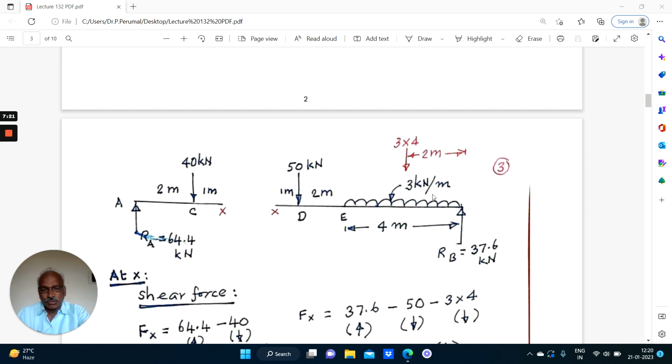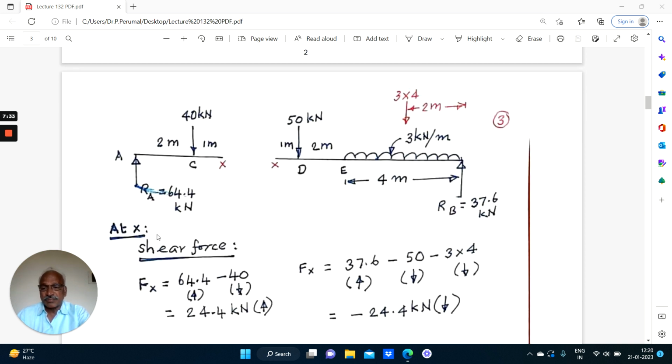So actually, when you do the problem, these drawings are not necessary. They are only to make you understand the concept clearly. Right? You have divided the beam into 2. The shear force at the section, we know shear force is the algebraic sum of the vertical forces considered to the left of the section or to the right of the section. I am showing both calculations, but any one calculation will be sufficient.